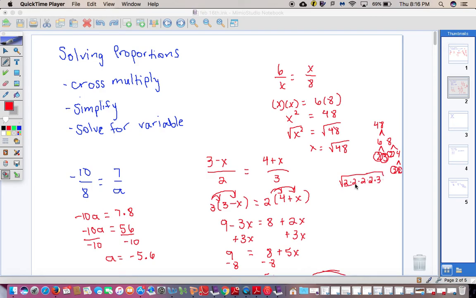Okay, so I've got this pair of 2's and this pair of 2's, and I'm left with just this 3. So that's going to stay under the radical. So x is equal to 4 times the square root of 3.